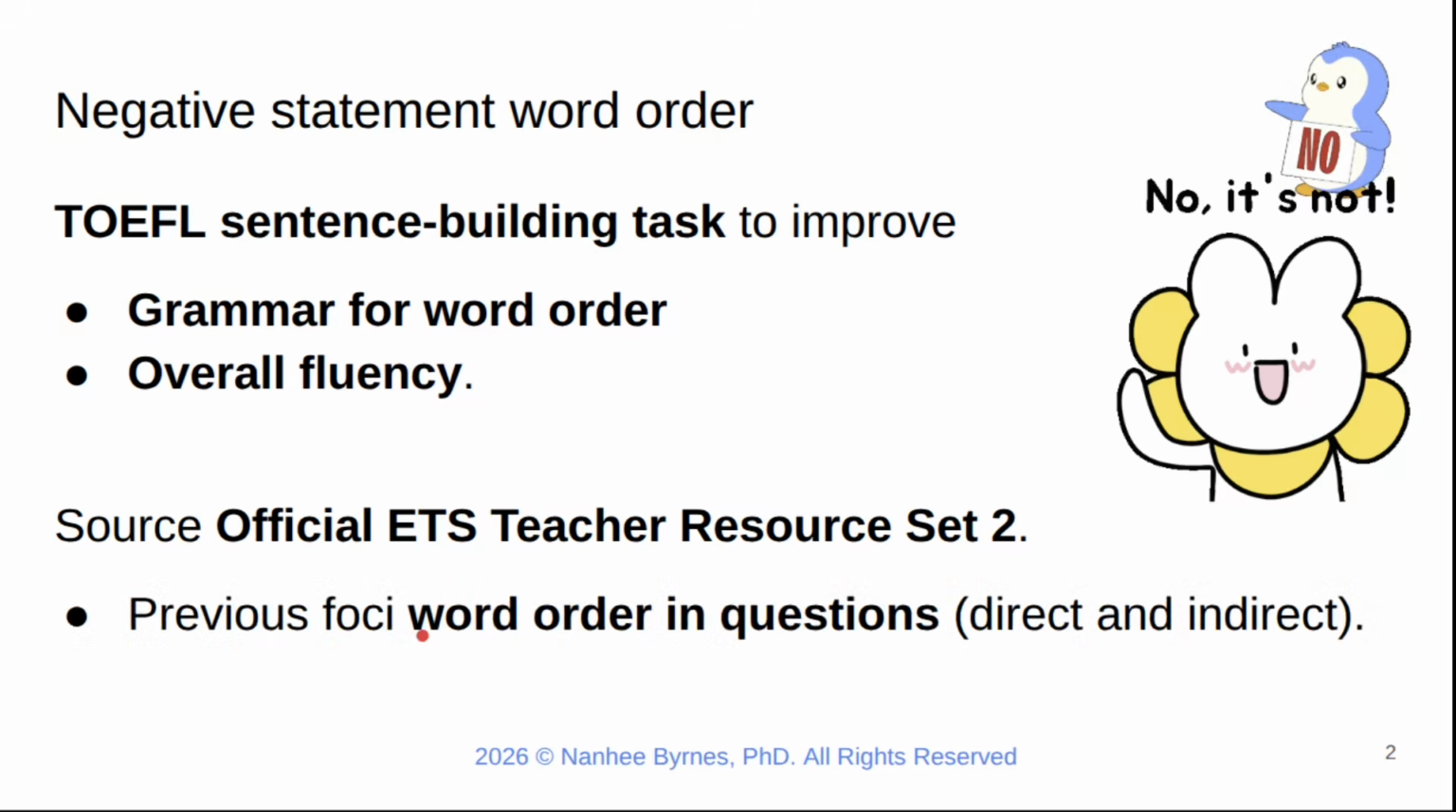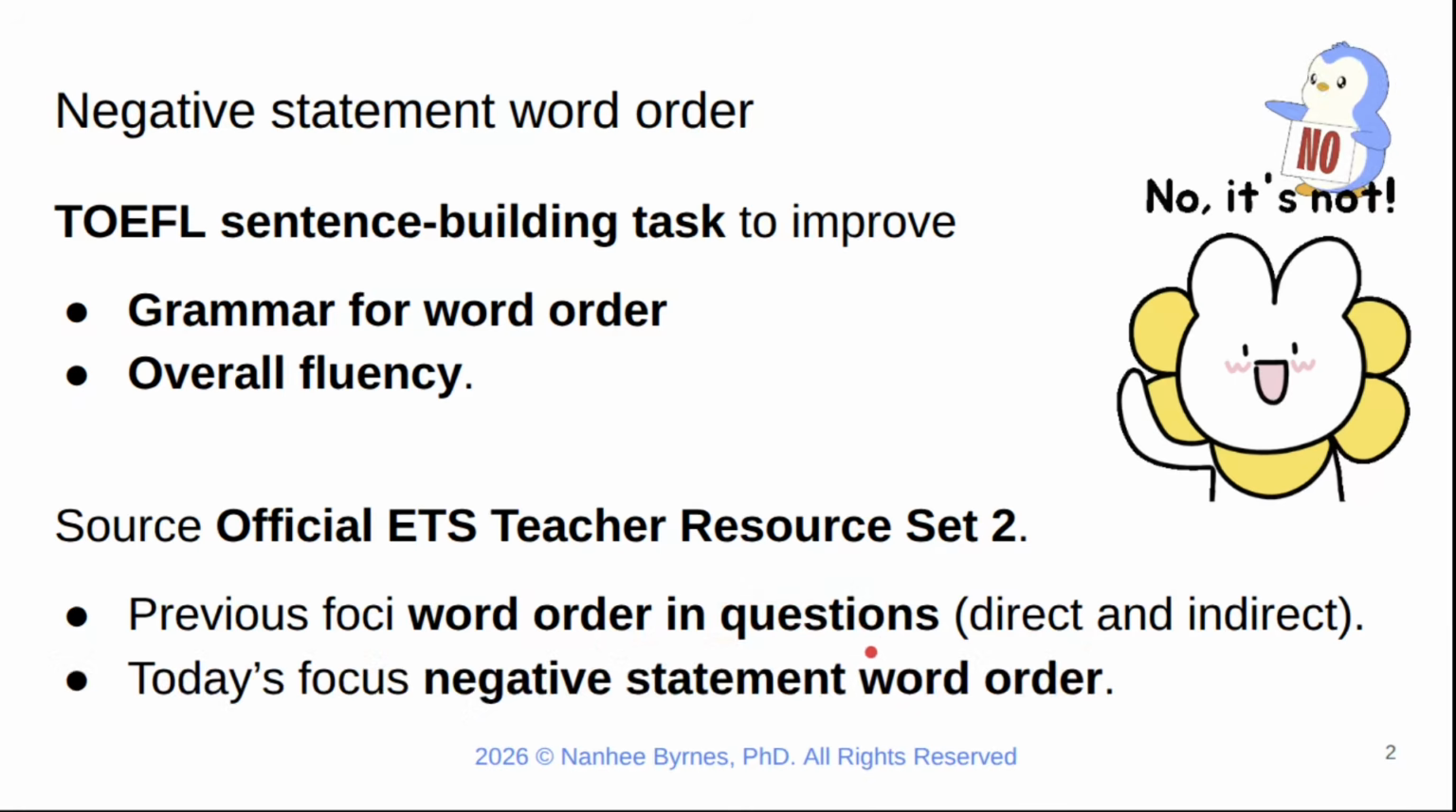In our past several videos, we examined ETS sample sentence building tasks that were mostly about English word order in questions, whether direct or indirect. Today, the focus shifts a bit. Most of the questions are about negative statement word order. Before we start the examples, let's quickly review how to form negative statements.